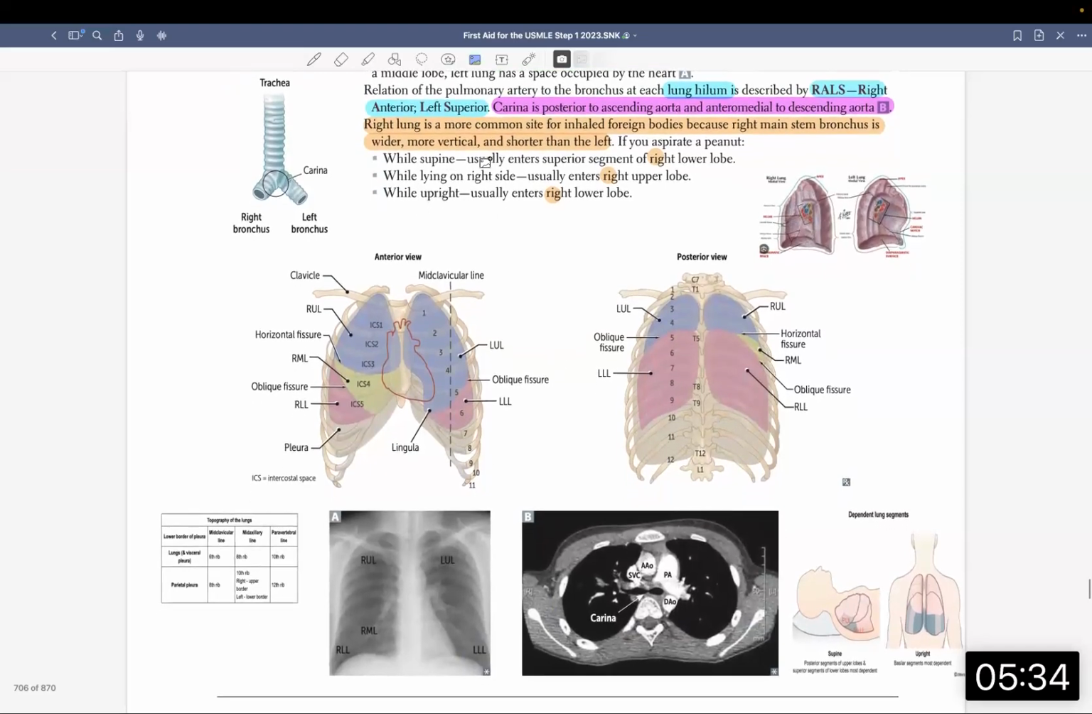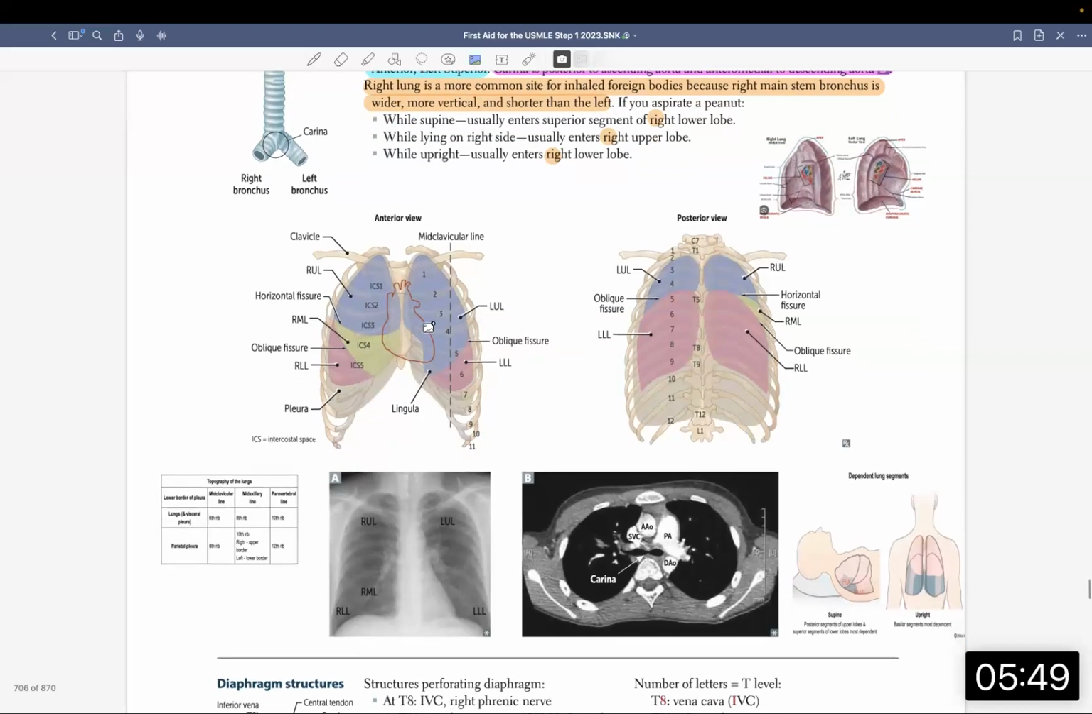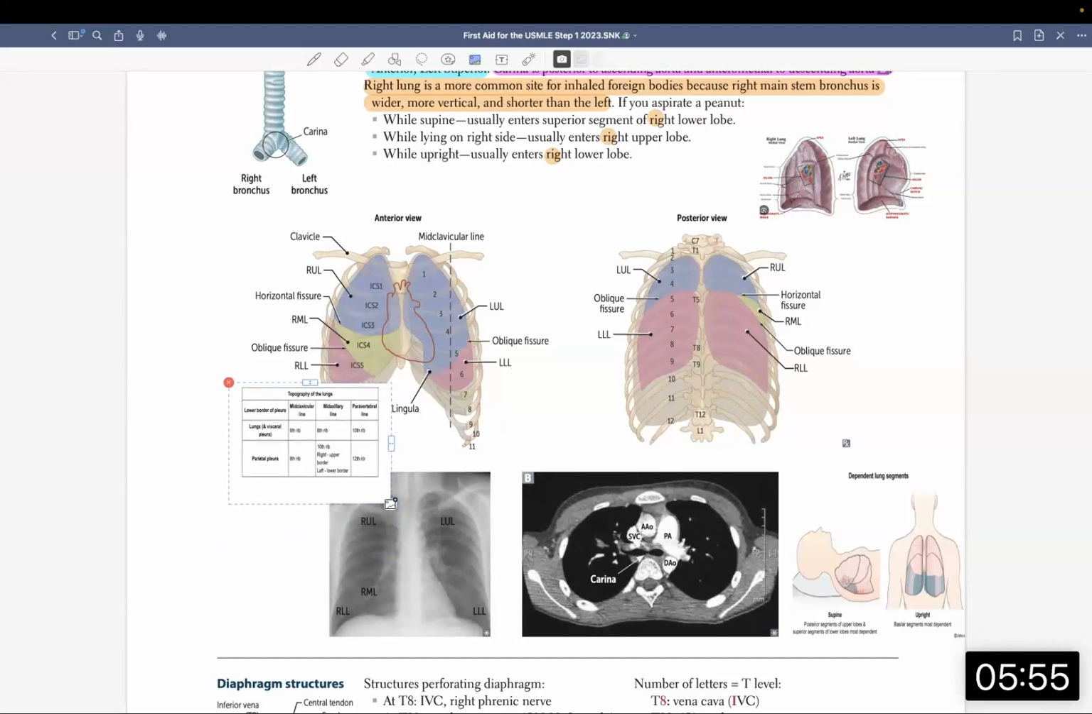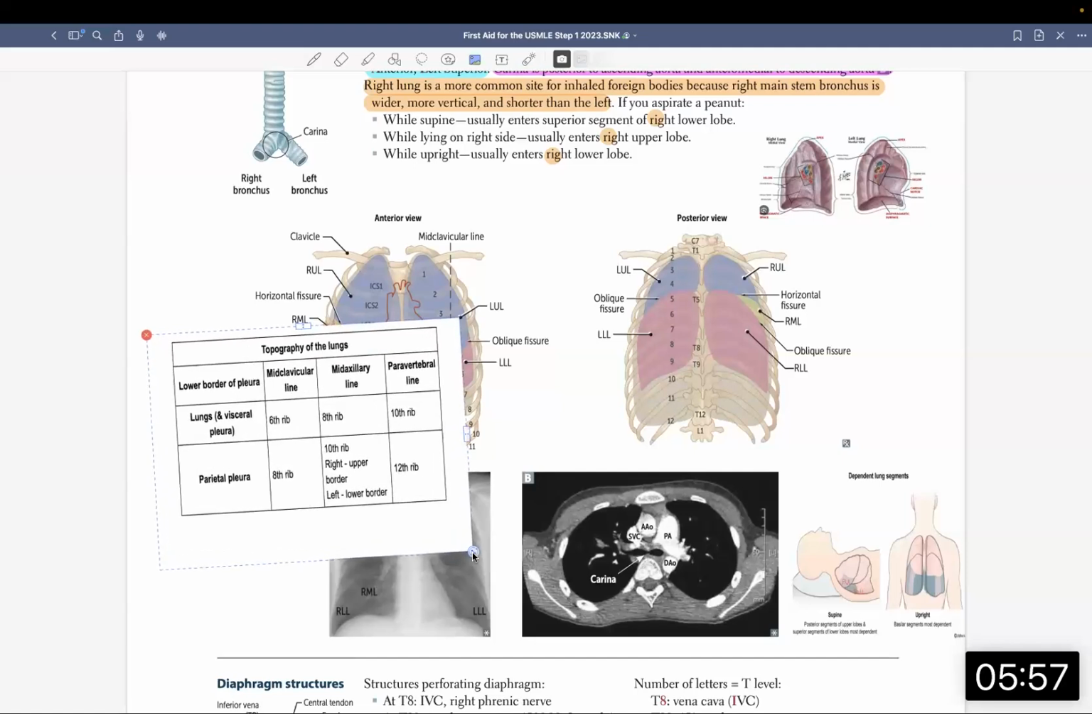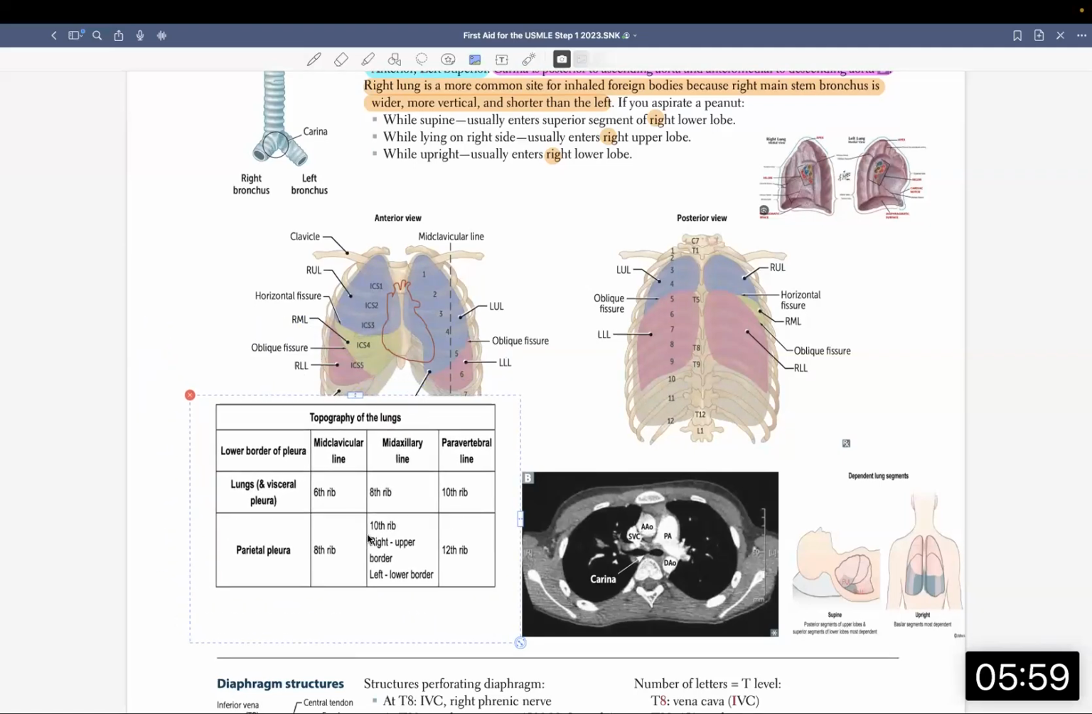So here they said when supine, which is lying down, it enters the superior segment of the right lower lobe. When lying on the right side, it enters the right upper lobe. When upright, it enters the right lower lobe, which makes sense, gravity. Then we have questions with stab injuries and stuff. So this topography is important, and also for pericardiocentesis or pleurocentesis and stuff like that. So the topography of the lungs is important even in NBME questions.